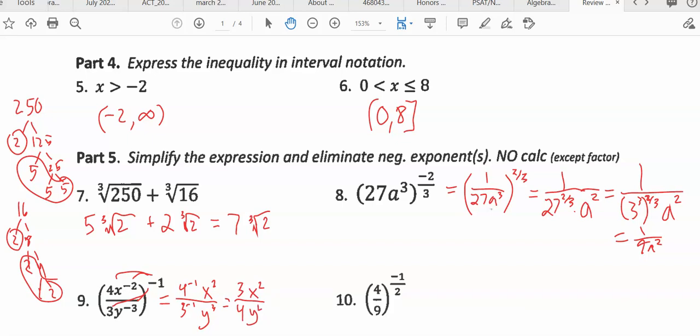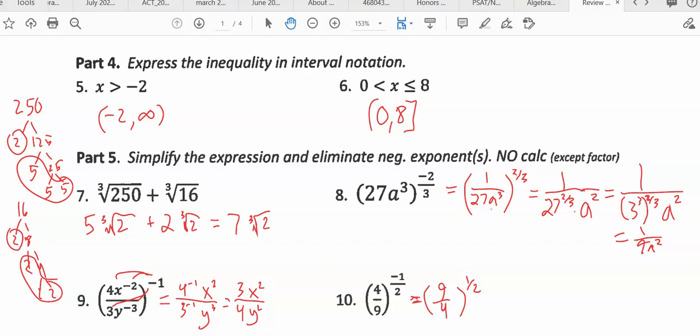And you could have done that differently. You could have flipped the whole fraction to start with and then dealt with the negative exponents on the variables. That would have been okay as well. Again, I'm just going to deal with the negative exponent first. I kind of like dealing with the negative exponents first. So 9/4 to the +1/2.